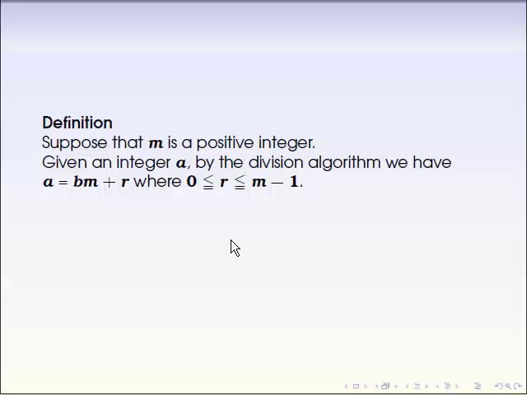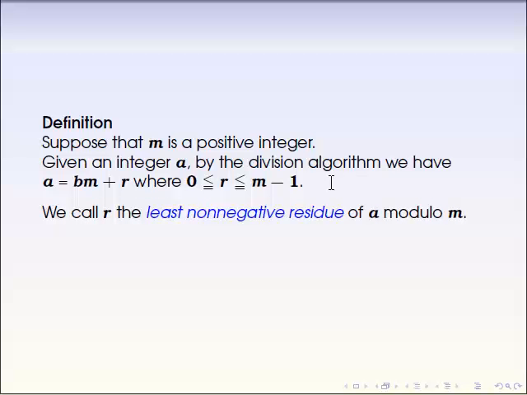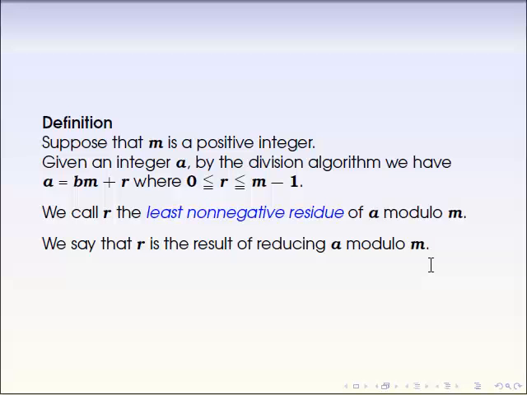Okay, next one: let's say m is a positive integer, and for any given integer a, by the division algorithm, a can be written as b times m plus r, where r is between 0 and m, actually less than m, so it should be less than or equal to m minus 1. Then we call this r, the remainder, the least non-negative residue of a modulo m. It's just terminology. We can simply say it's a remainder after dividing by m. And this r is the result of reducing a modulo m. There are several ways to say it.